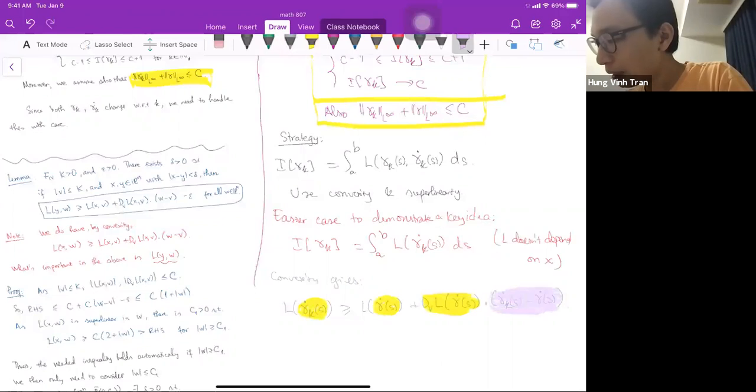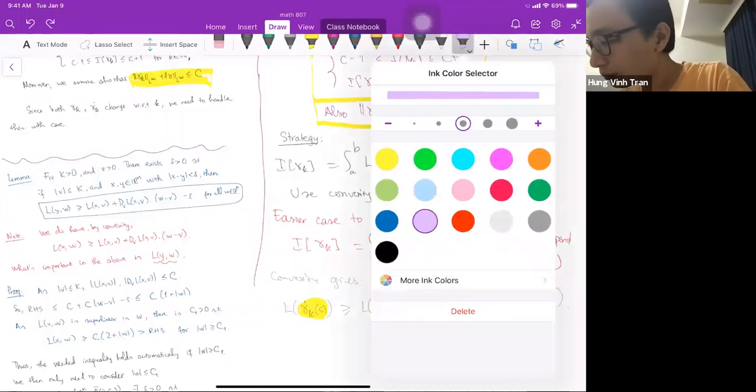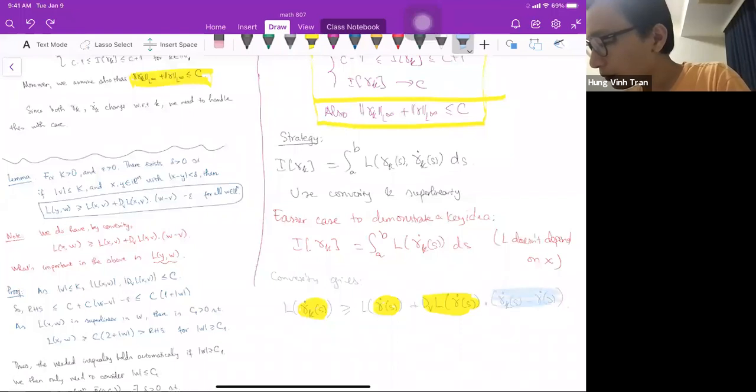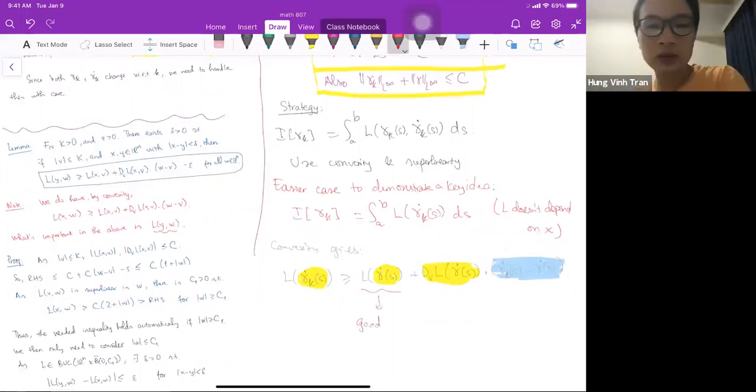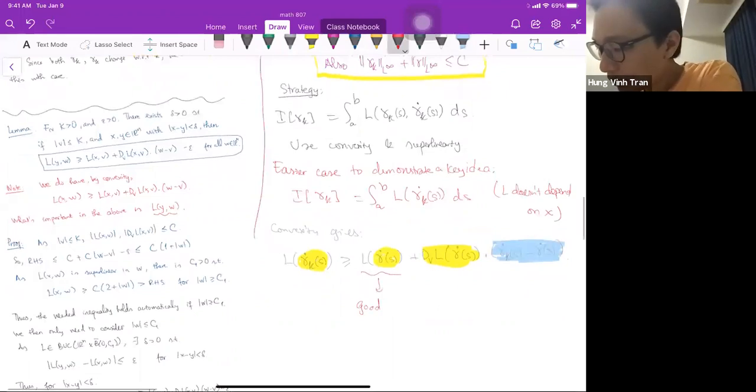Now, this is, I believe, not a good color. Maybe this, I don't know. Okay. So if you observe this a little bit, what you see is that this one is good already, right? It's what we need to get to the limit. This one is in L infinity, right?